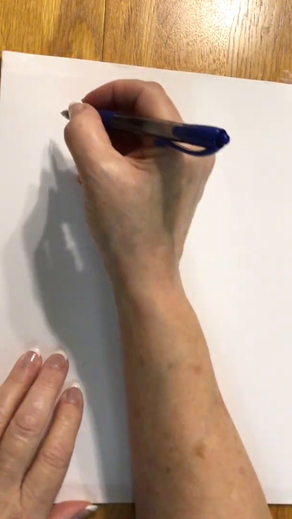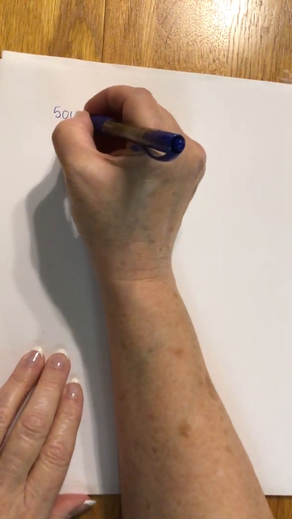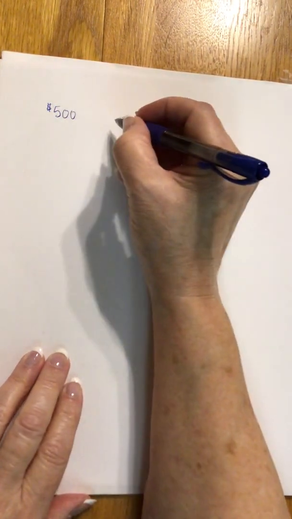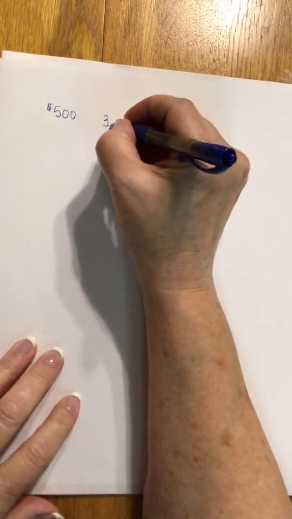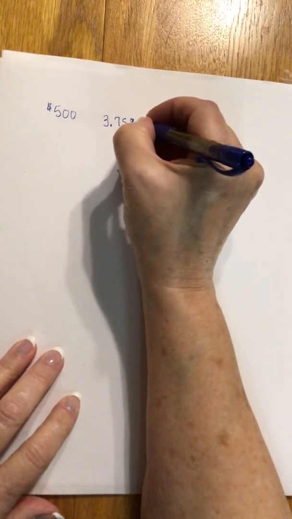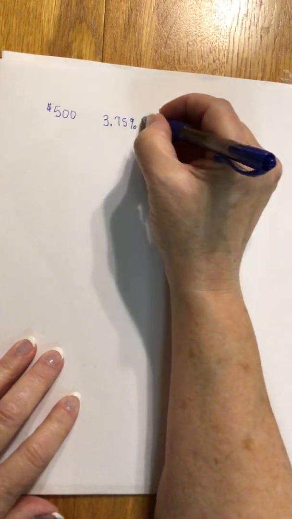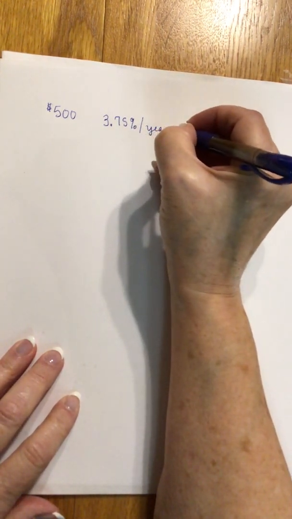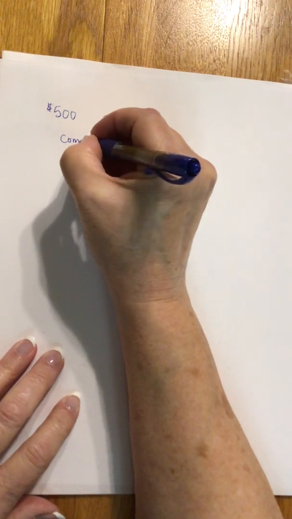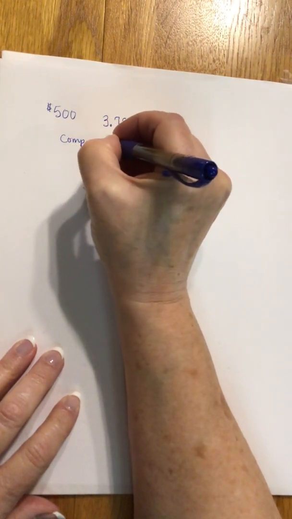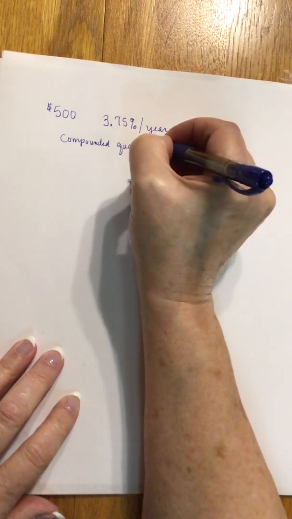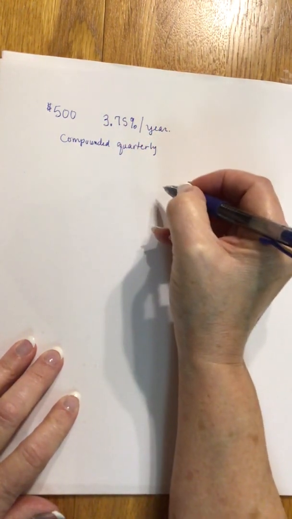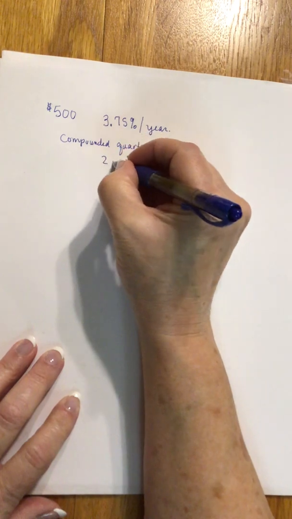Okay, we're going to try another one. This one says that you have $500 invested at an interest rate of 3.75% per year, compounded quarterly. Find the value after 2 years.